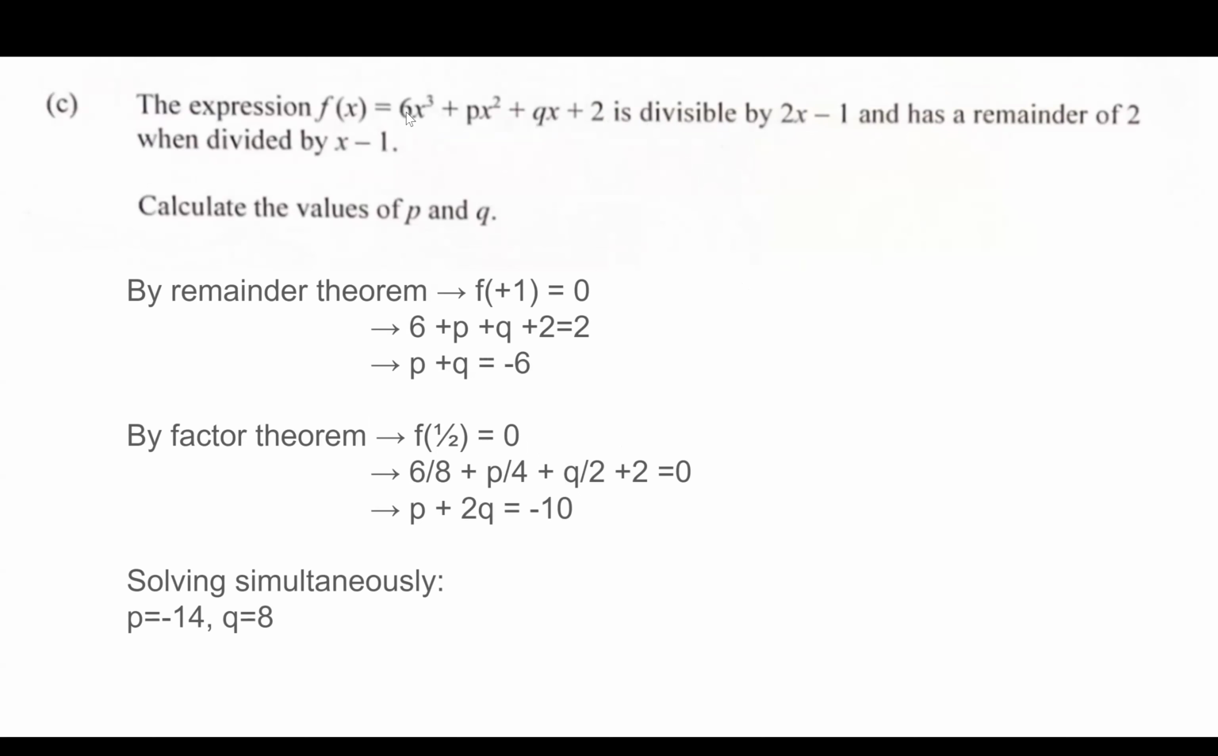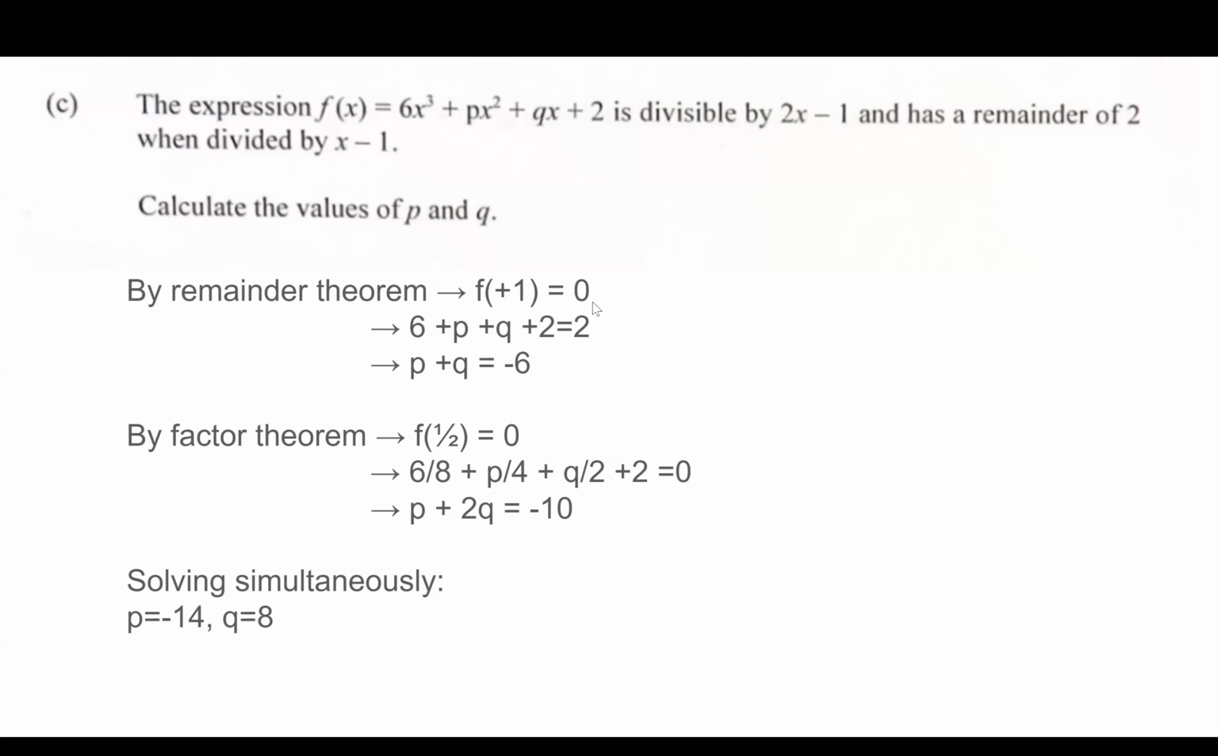In this case, 6 times a half cubed will be 1/8. And then p times a half squared is going to be 1/4. And similarly for q. We do that and we finally get one linear equation, p plus 2q equals -10.